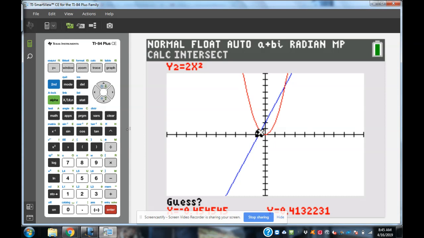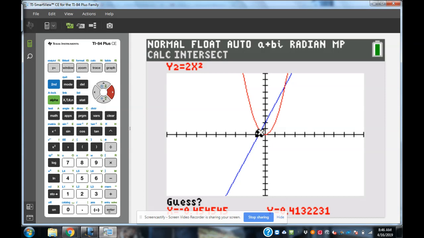The guess, it asks us to guess where that is. You want it closest to the intersection that you're trying to find. If you put it closer to the one up there at 2, 8, it's going to find that one again. So wherever your guess is closest to, that's the intersection it's going to find.